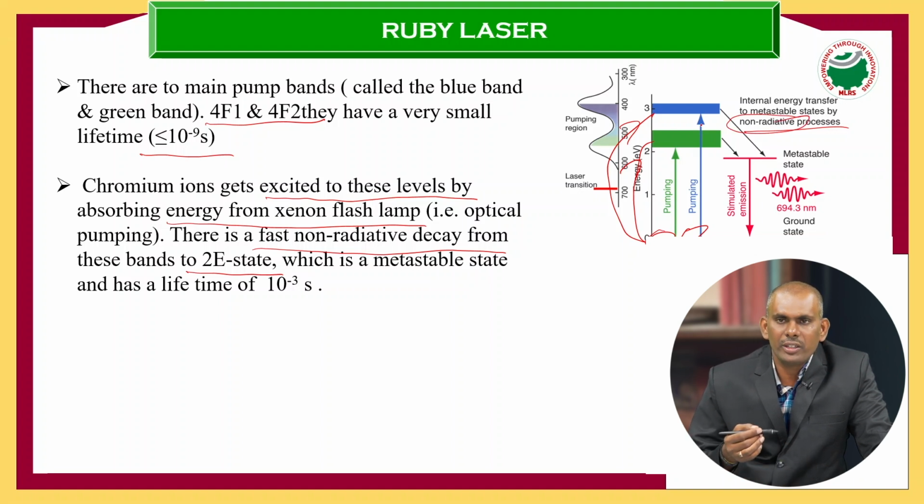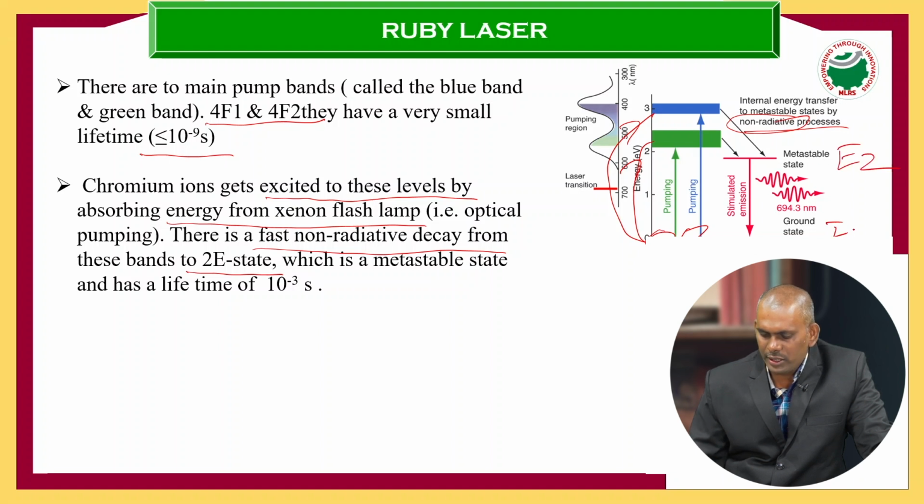Or else if they are releasing their excess energy in the form of photons, such a process you can call a radiative process. So the radiative process takes place between E2 and E1 here.